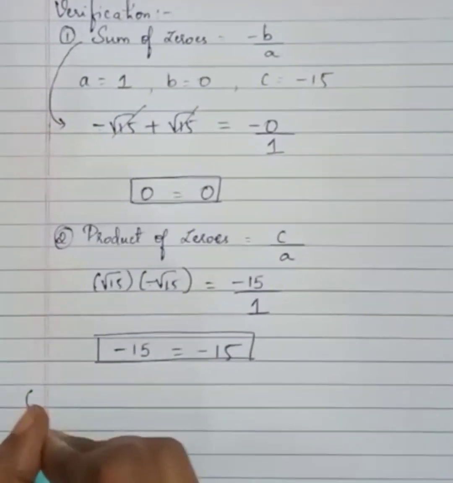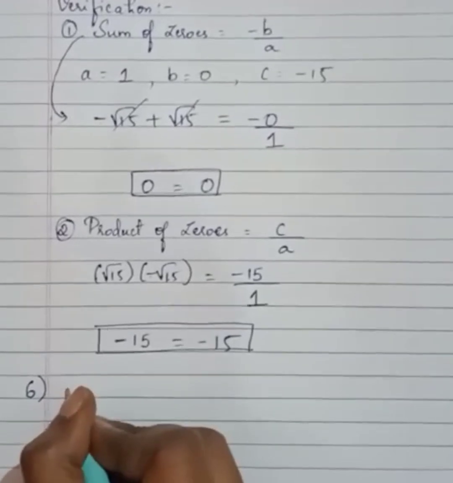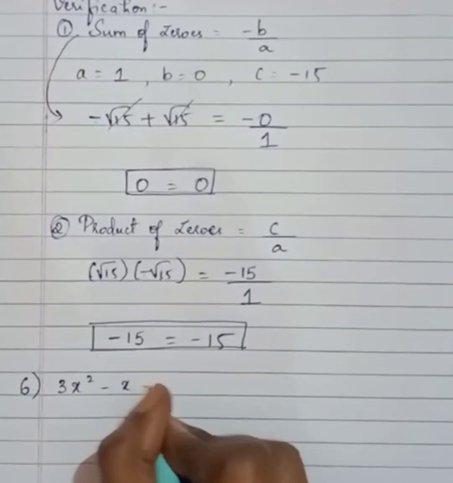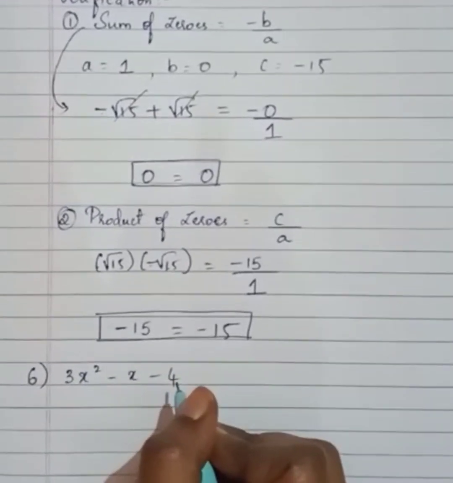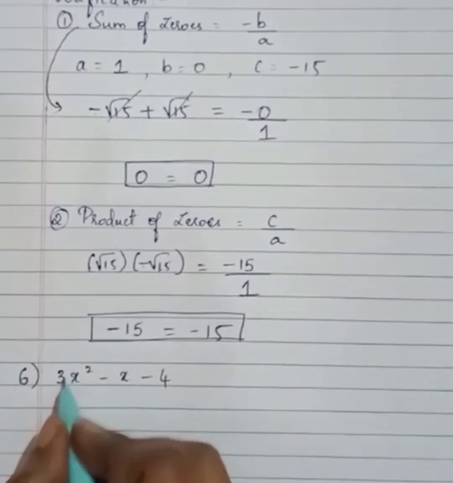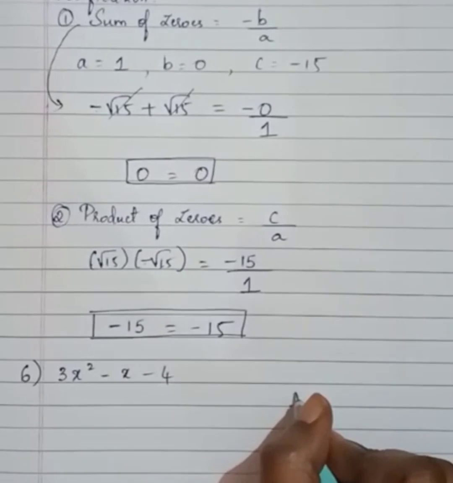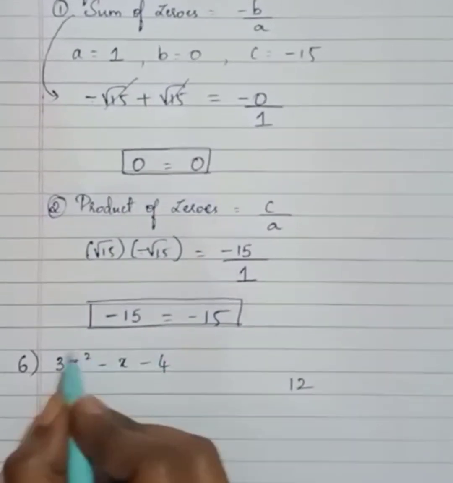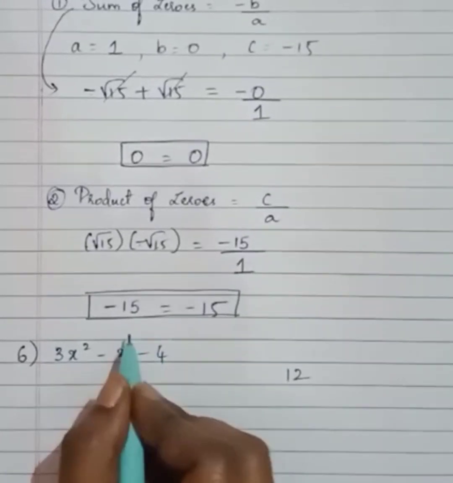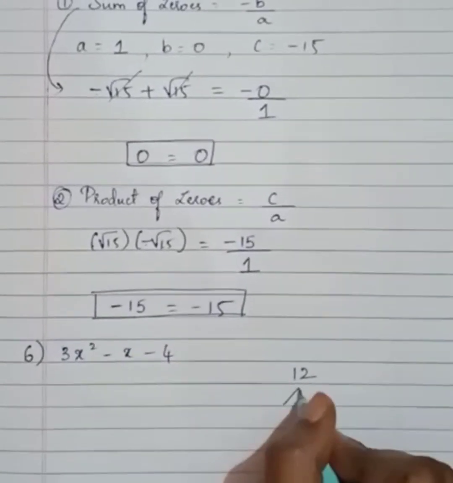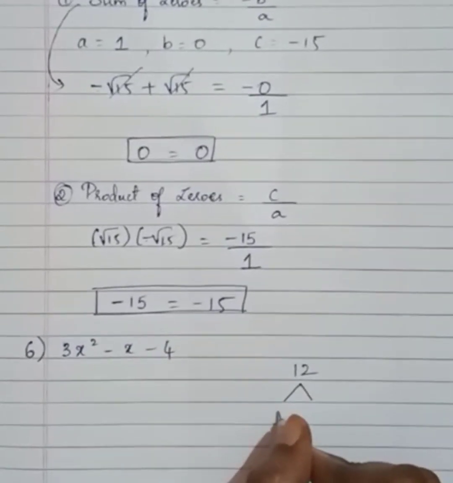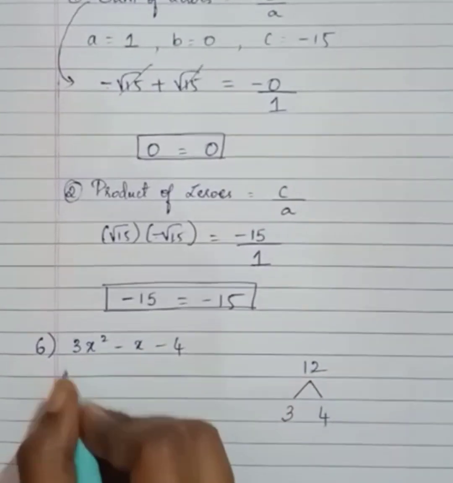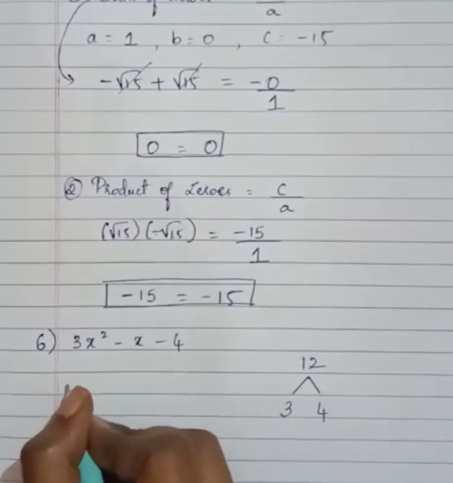Let us move on to the sixth question. 3x square minus x minus 4. Now here we'll take out the multiples of the number 12. How the number 12? We are multiplying the last term and the first term. 4 3s is 12. Now for this 12 we'll see the multiples. It is 3 and 4. 3 4s is 12. Now we'll split the middle term.